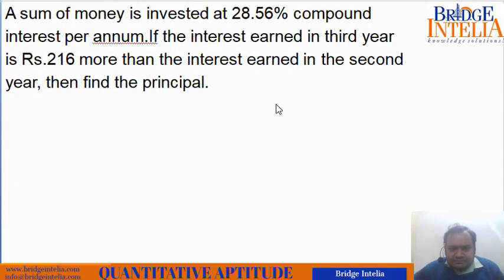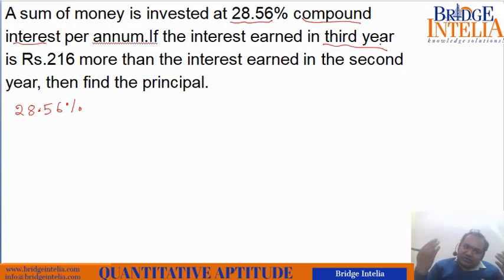Okay, let's see this one. A sum of money is invested at 28.56. Now understand, if in a real exam you get such kind of percentages, and that too with questions associated with compound interest, and that too when the question goes up to 3 years, the general tendency is that students are going to skip this question. If you go for the traditional approach, trust you me, it will take you at least 5 to 6 minutes, and chances are very dim that you would be able to do the correct calculation.